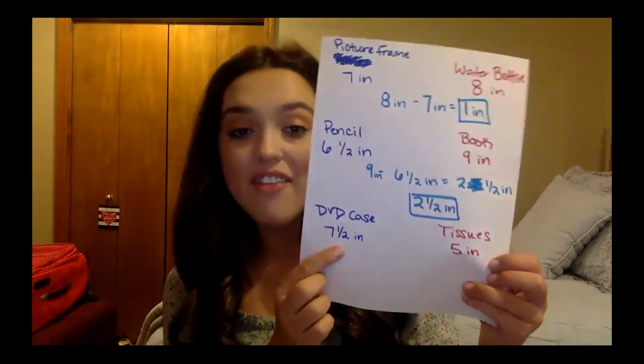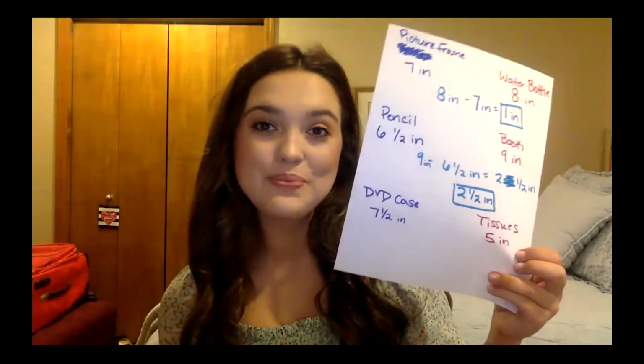Now let's create our number sentence. Which of these two numbers is larger, 7.5 or 5? 7.5 is larger. So that is the number we will start with for our number sentence. 7.5 inches minus 5 inches. And let's see that difference.